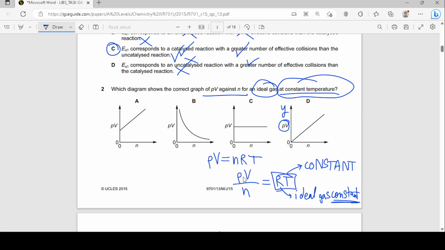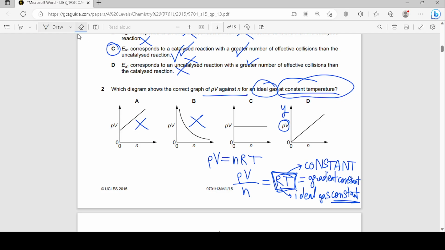So if RT is my gradient, with PV over N, because PV is on the y-axis and N is on the x-axis, and since R is constant and T is constant, that means my gradient is constant as well. All right. So if my gradient is constant, which means B is out and A is out.